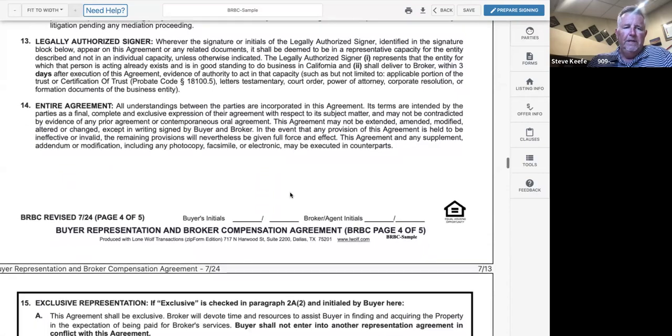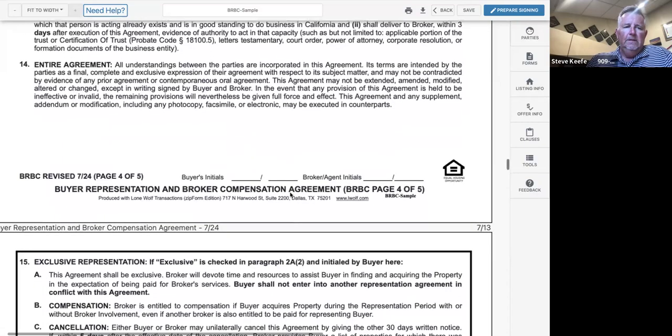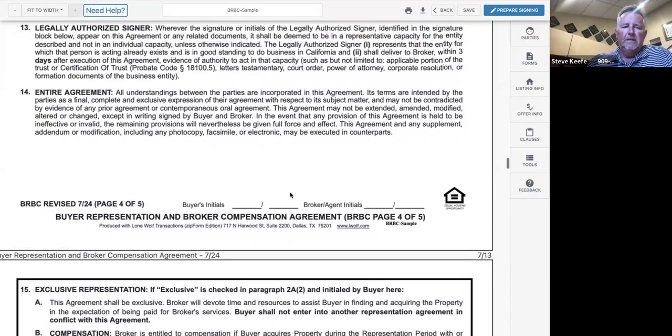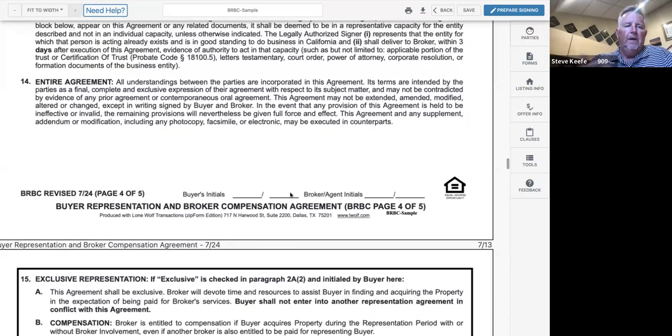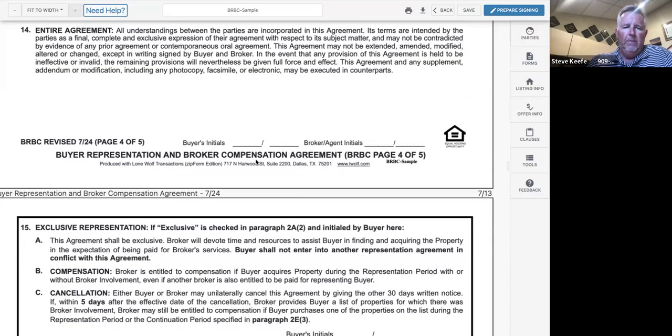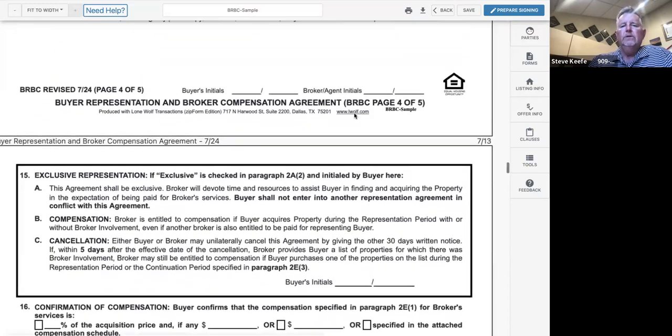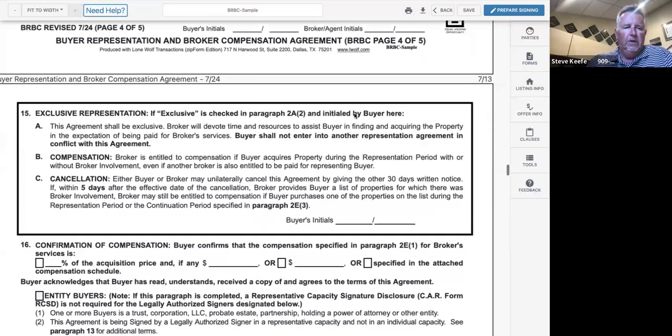And then paragraph 14 is the blanket statement that this is the entire agreement. And this is what governs the agreement between the buyer and the seller. Buyer will initial here, seller will initial, buyer's agent will initial here.